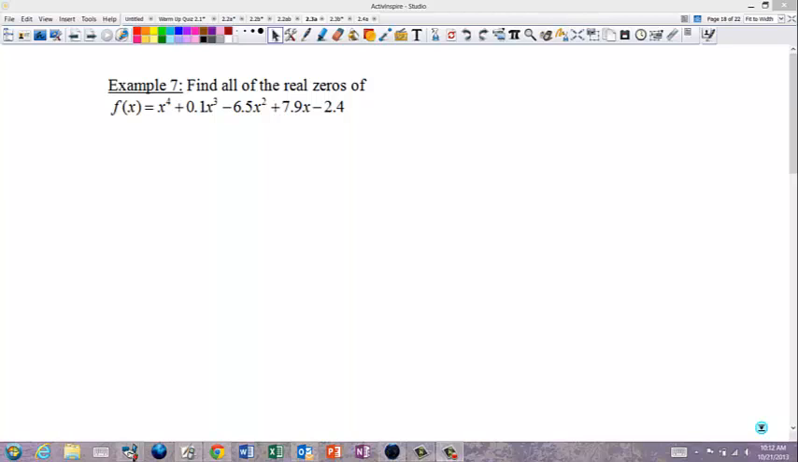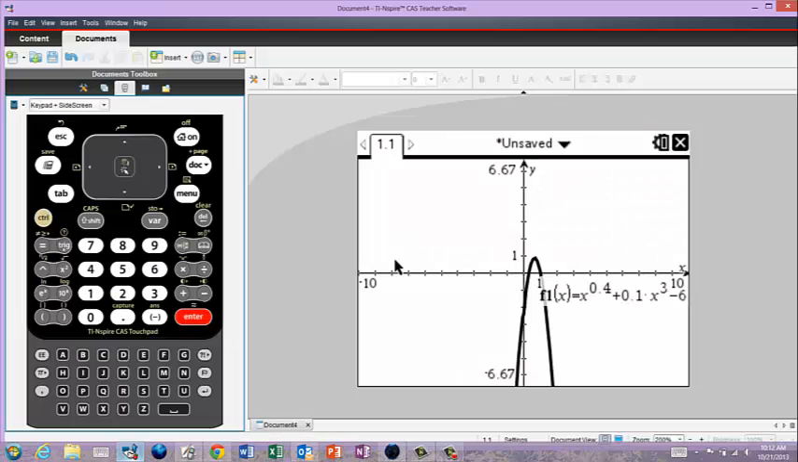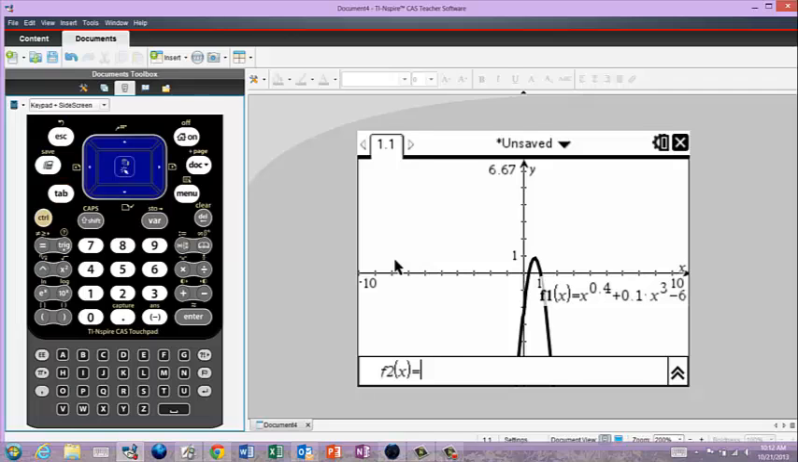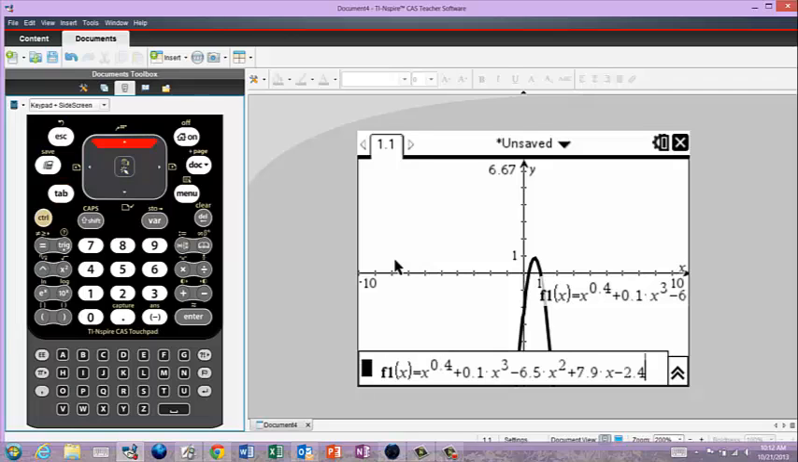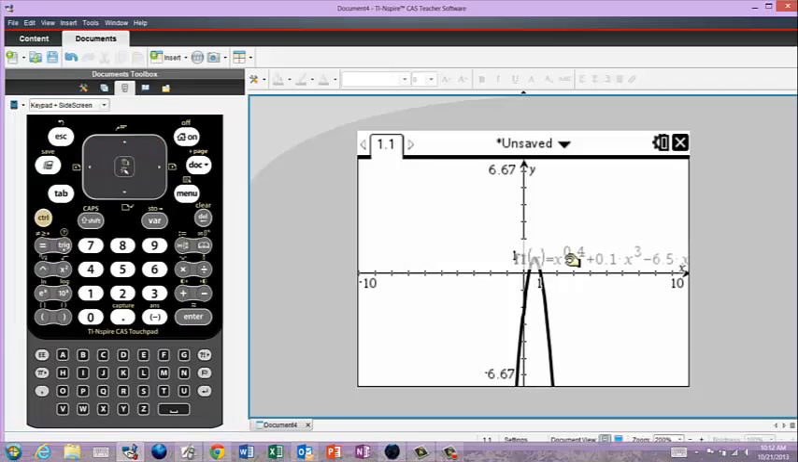This lesson is part 2 of 2.3, starting with example 7. It asks me to find all the real zeros of this big long polynomial function. We're going to go to our calculator, and I have already typed it in. I just typed it straight in there, and I graphed it, and this is what I got.